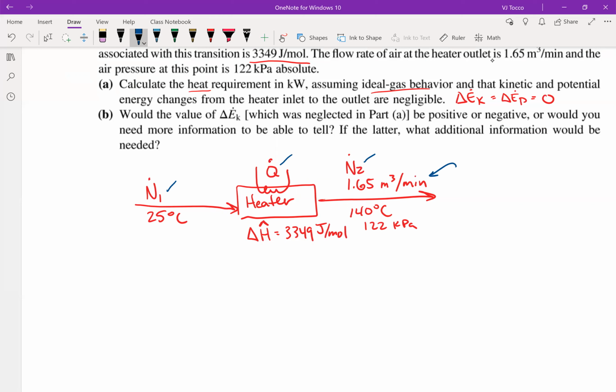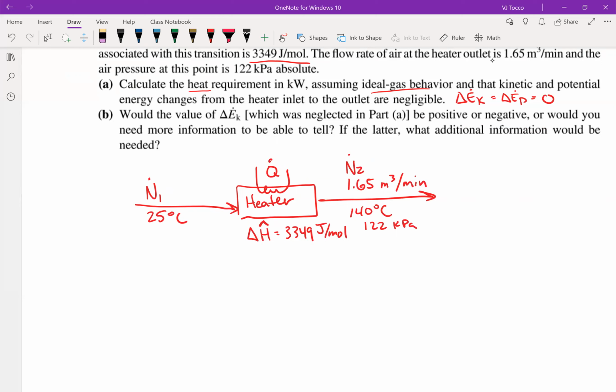That's going to be one of my equations to calculate the molar flow rate of N2. Then I'm going to use my material balance to say that N2 is equal to N1. And then I'm going to use my energy balance to calculate Q. So that is how I'd lay out my degree of freedom analysis.